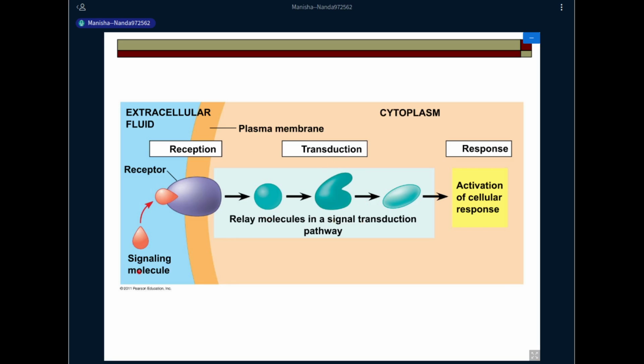Then last comes response. Say for example, it is a hormone that initiates cell growth and multiplication in this particular cell. So these relay molecules will now activate that biochemical pathway, and that cell will undergo division. So this is called response. That is, according to the message which is received on the plasma membrane, after the transduction of that message, after the initiation of a biochemical reaction, what response is being initiated in that cell, that is the last part. So this is called activation of the cellular response. So this is how reception, transduction, and response work in the signal transduction pathway.